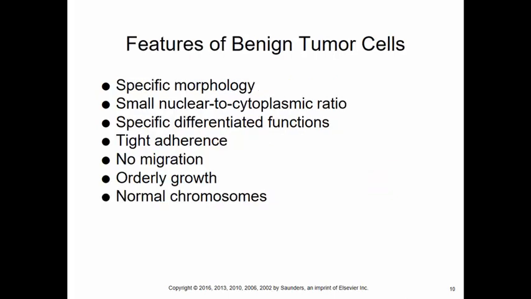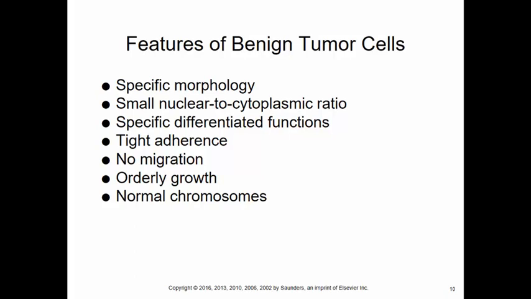Some of the features of benign tumors are shown on this slide. So you'll see that there are a lot of features to benign tumors that are very similar to those of normal human cells. They have a specific morphology. They look like the tissue that they came from. It's not like they're odd looking or inappropriate looking. If it's a skin tag, it looks like a skin cell. Just like a normal human cell, they have a small nuclear to cytoplasmic ratio.